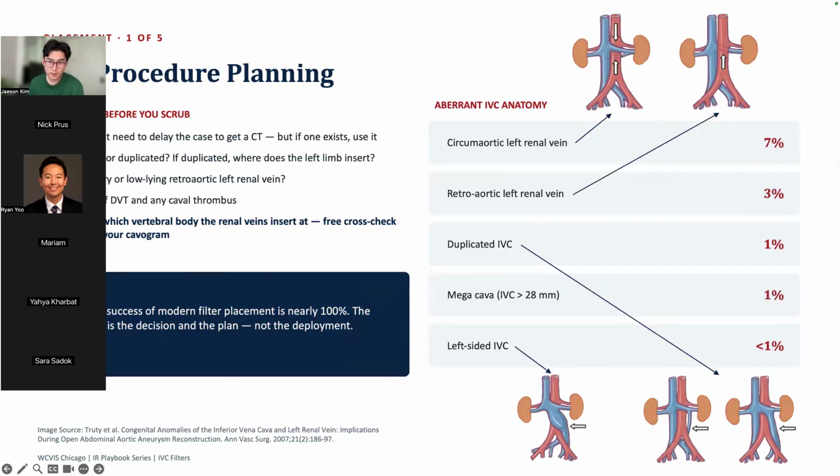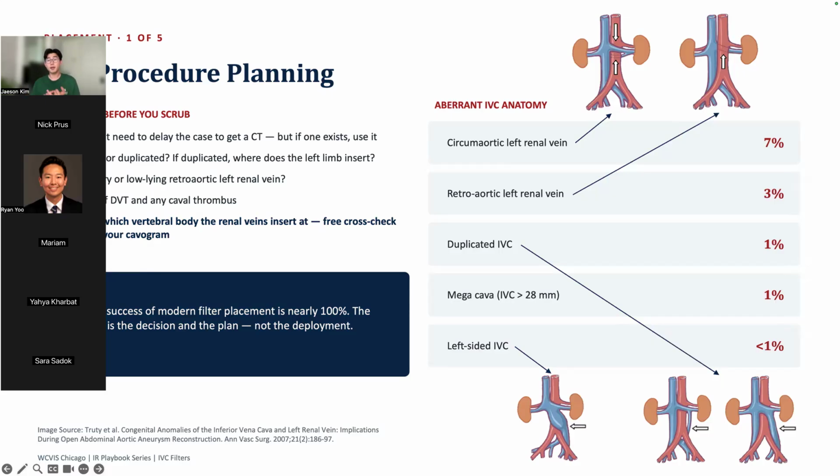Great. So let's move into the procedure itself, and starting with the planning. Note that you don't have to delay the case just to get a CT scan, but if the patient already has one, you should absolutely look at it because it's free information. And you're checking for a few things.